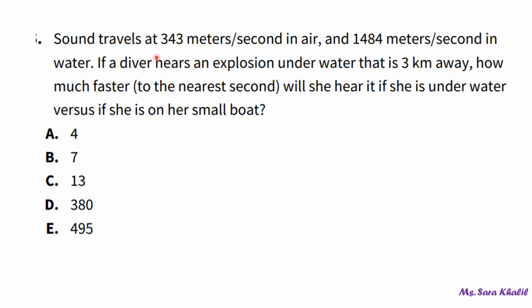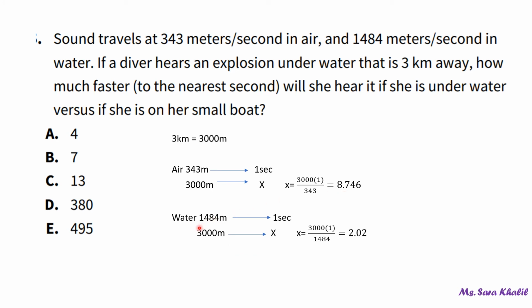So what are we going to do? First of all, change 3 kilometers into 3,000 meters, so we have the same units. The second thing, let's think. Air: 343 meters in 1 second. So the 3,000 meters takes how long? After cross multiplication, you will end up with 8.746 seconds.